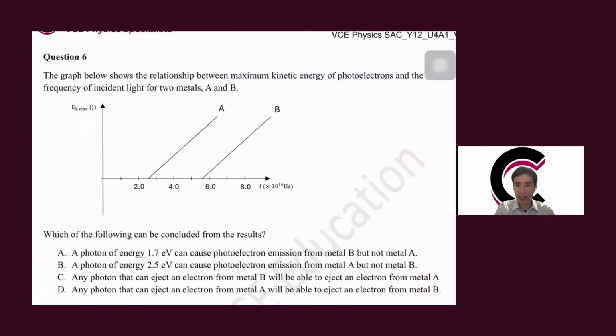Moving onwards, question 6. I see a graph like this and immediately photoelectric effect pops up. And this word photoelectrons further verifies my hypothesis, right? This is about the photoelectric effect. Not to mention EK max and frequency. These things are the keywords in the photoelectric effect.